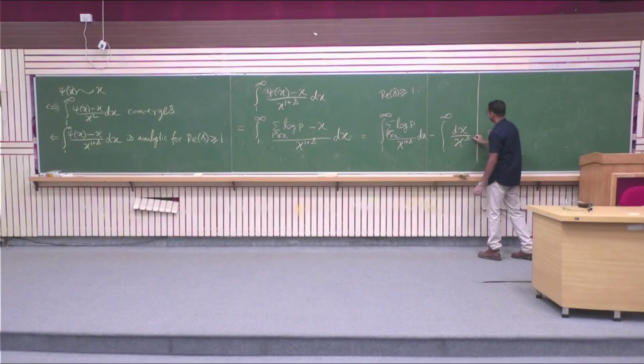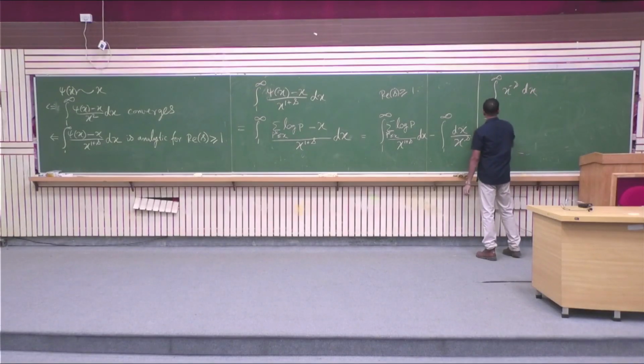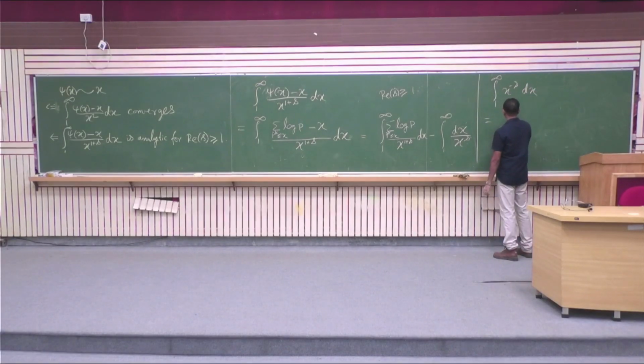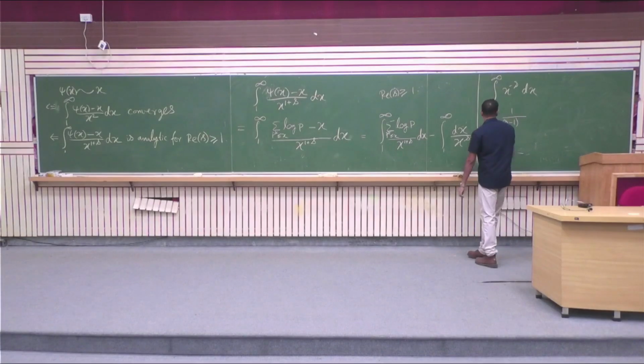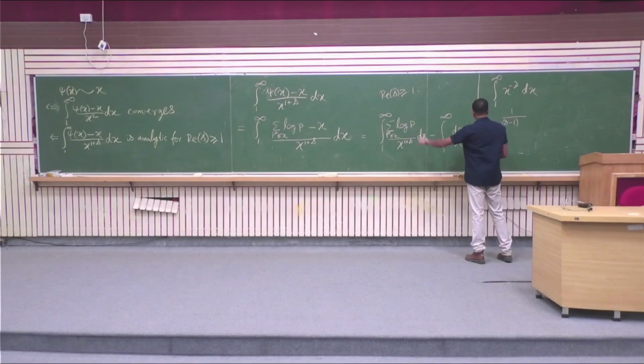So the integral from 1 to infinity of x power minus s dx is 1 by s minus 1, and that's it, right? Because the other limit is infinity. Okay. And what happens with the other part?